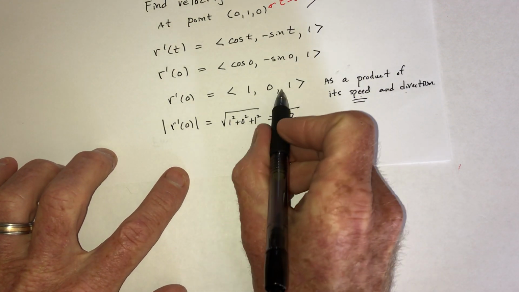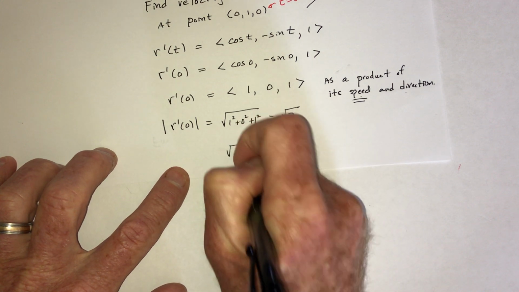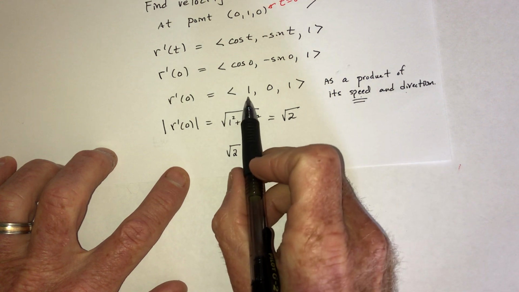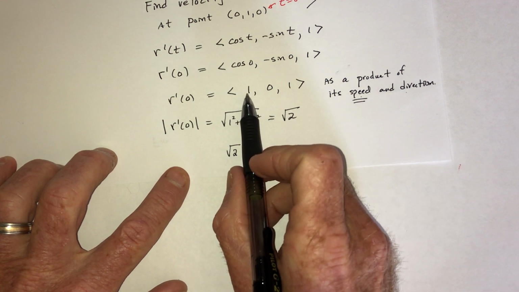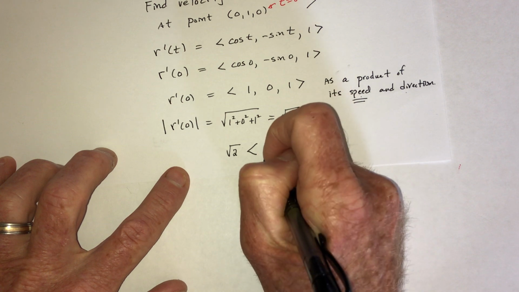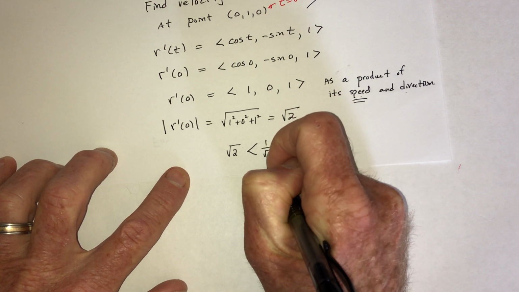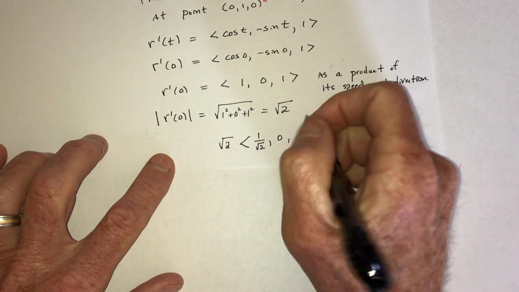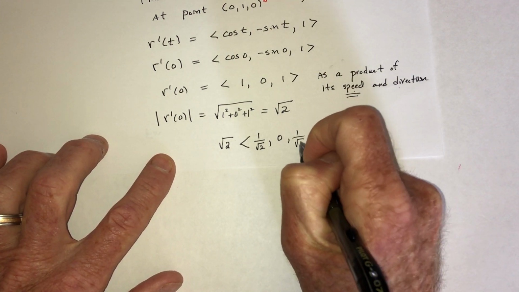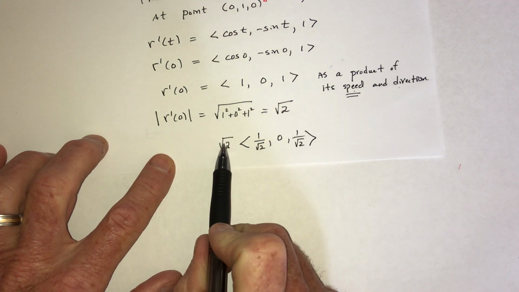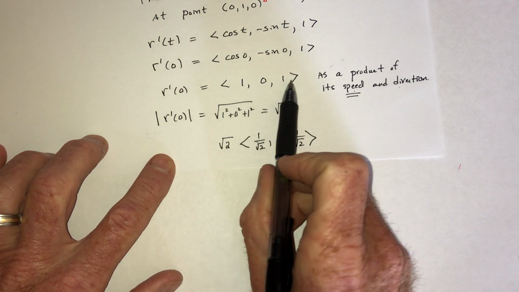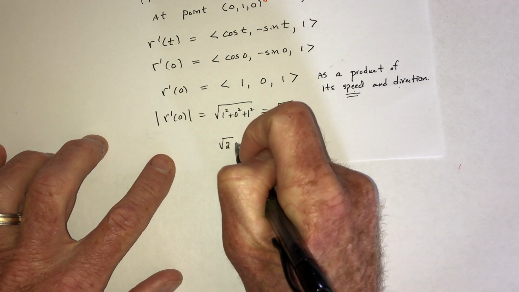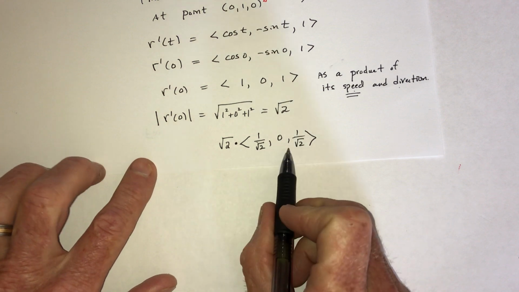So that means I need to take this right here and I need to factor out a square root of 2. So factoring out a square root of 2 means that this needs to be divided by square root of 2. So this one's going to be 1 over the square root of 2. 0 divided by square root of 2 is still 0. And then this one would be 1 over the square root of 2. And if you multiplied it back in, you would get this back again, the velocity vector, but now it's written as a product of its speed and its direction.